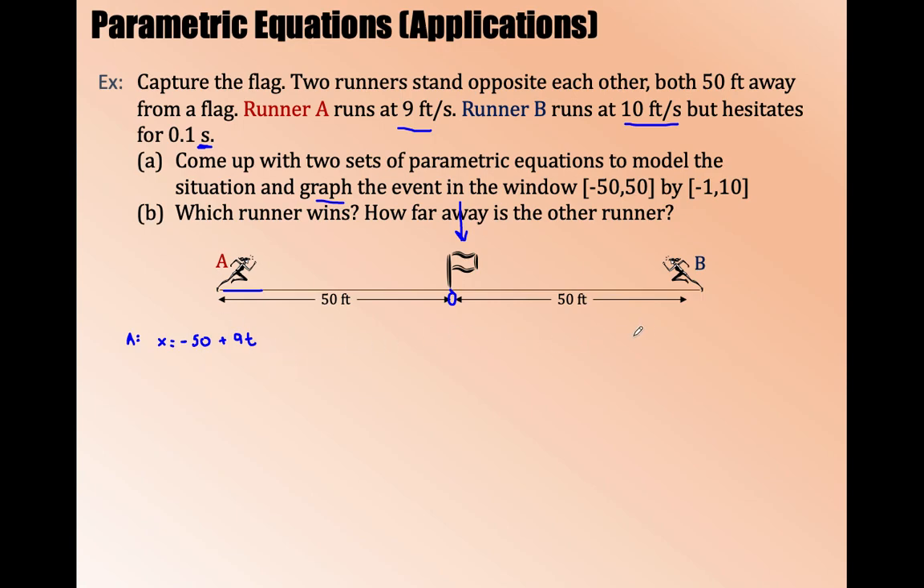How about runner B? Runner B has a horizontal component. Also, initial position is 50, but 50 to the right, so I'm going to call that positive. And then they're running in the opposite direction, right? So this person's running in the opposite direction, so I'm going to say that's negative 10t. Oh wait, but am I going to call it t? Should I call it t? But it's not just t.